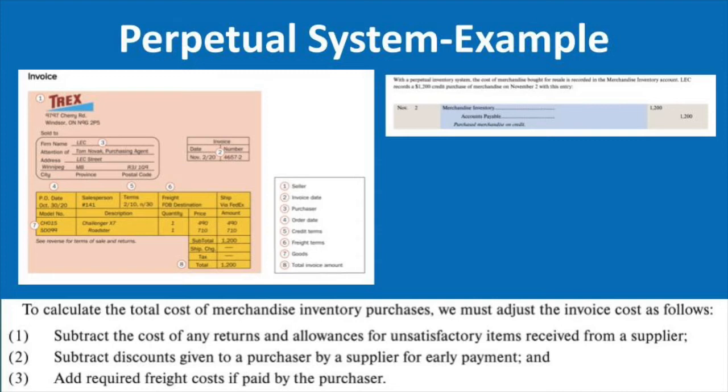So the perpetual system is really the preferred system, the one that's generally used. So really the amount of inventory on hand is known at any moment, and we can also calculate the cost of goods sold at any moment.